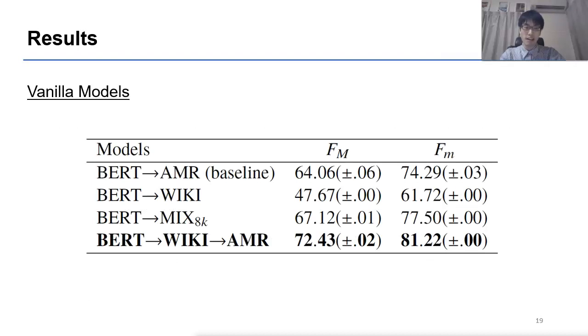Looking at the performance of our vanilla models, training on wiki data by itself does not improve the baseline. BERT Wiki AMR model achieves the highest score among all approaches. This suggests that Wiki data adjusts the pre-trained BERT model to predict sentential relations, which may have boosted the performance of further fine-tuning on AMR data. Pre-fine-tuning on larger weakly supervised data may be an effective option when we have a supervised data of a small size.